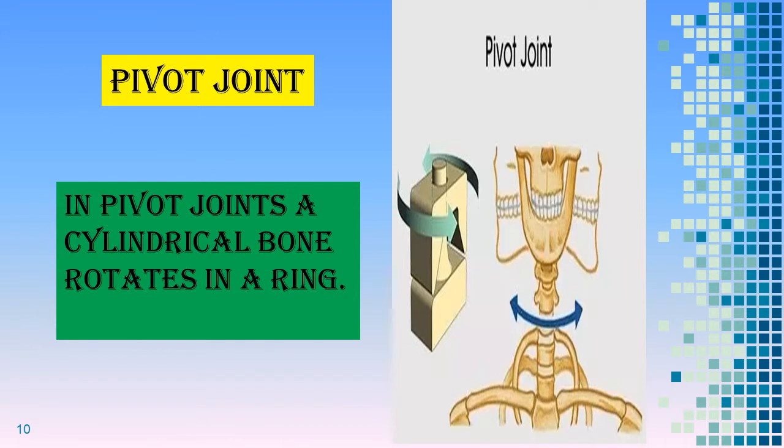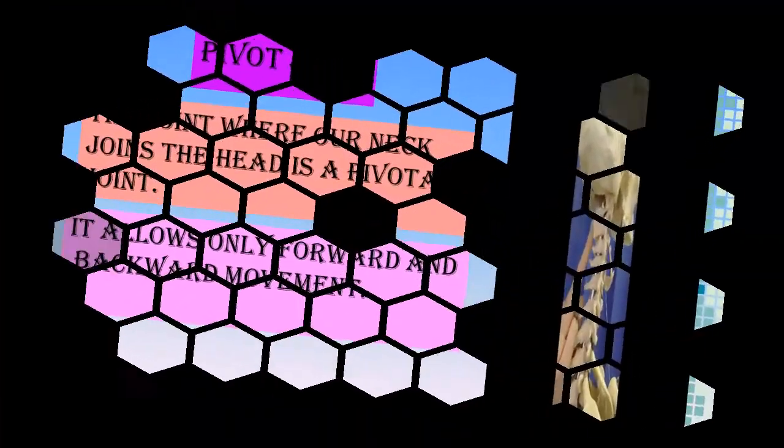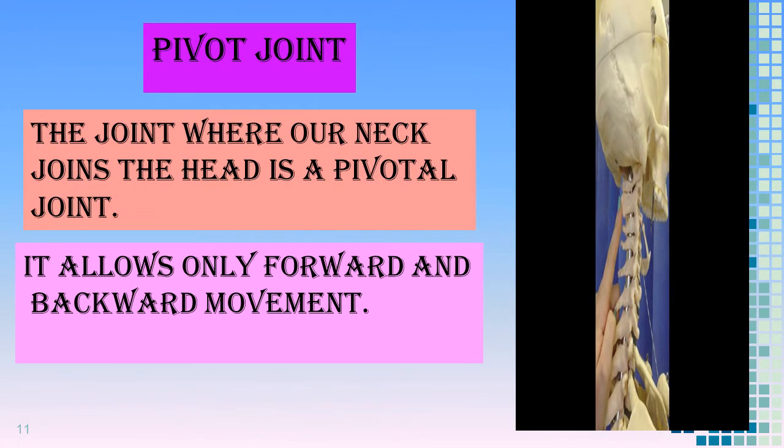Pivot joint. In pivot joints, a cylindrical bone rotates in a ring. The joint where our neck joins the head is a pivot joint. It allows only forward and backward movement.